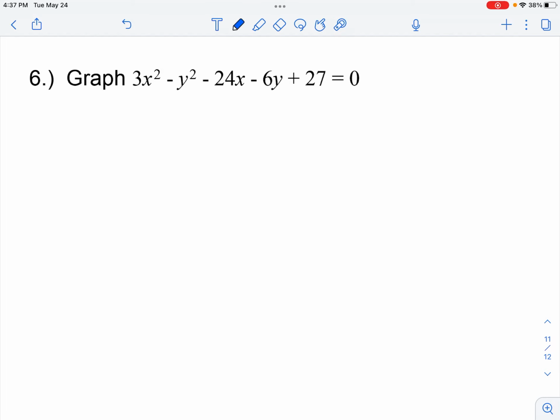Alrighty, folks, we've made it. Our sixth and final example for hyperbolas. I know it's been a long lesson. Glad it got split up. So, we're going to graph this hyperbola.